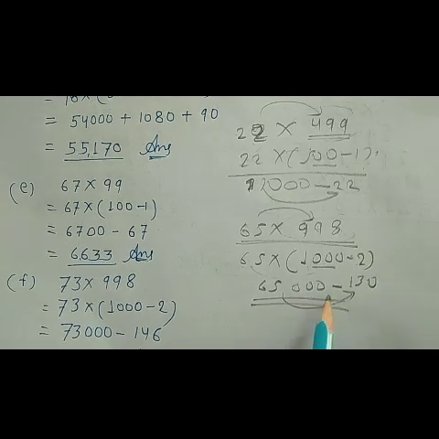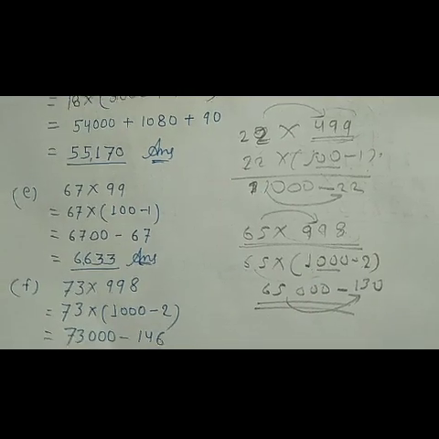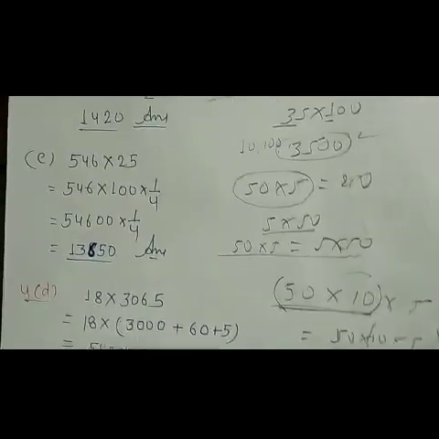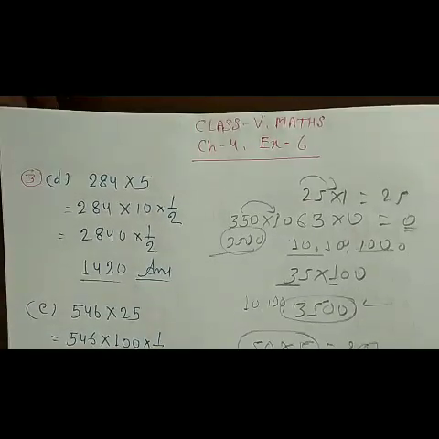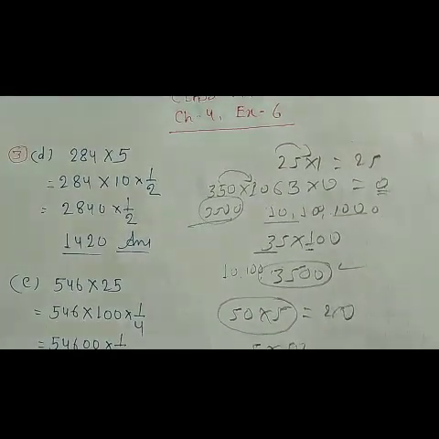So this is a very easy process. This property is called the distributive property. So these properties will be used in this exercise. Let's start this exercise. Question number 3, part D. Questions number 1 and 2 are fill-up type questions, so you can fill them up simply.